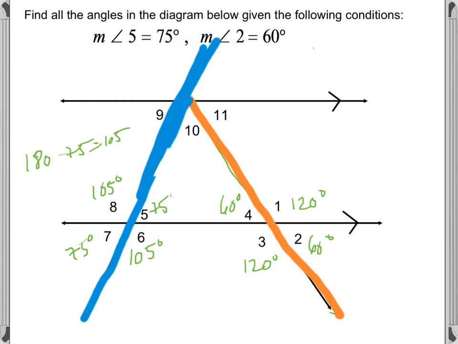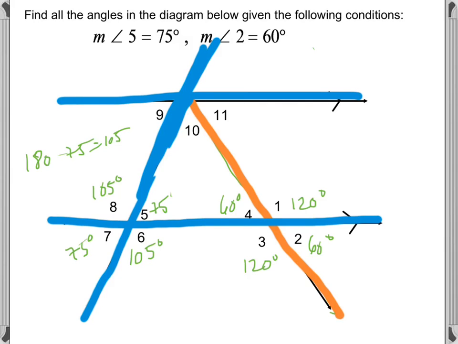Okay, so let's just focus for a minute on the blue lines. Let's not focus on the orange one for a minute. So 10 right here, notice that 10 is not an alternate interior with 8. The alternate interior with 8 would be 10 plus 11. That would be the alternate interior to 8. So 10 plus 11 is 105 degrees, but not 10 itself.